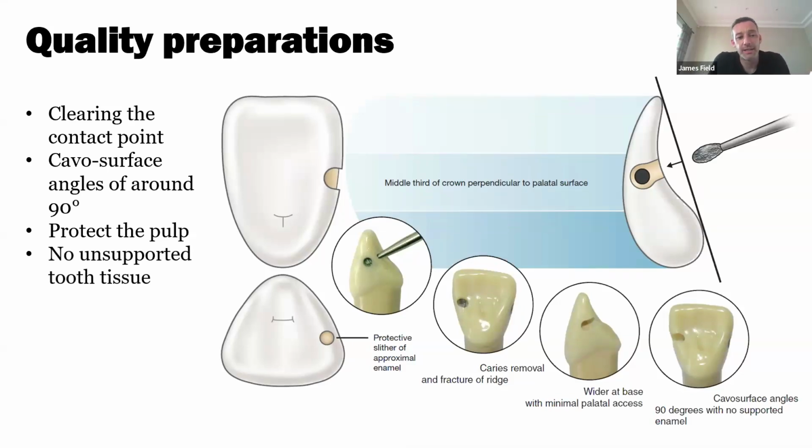We don't really want any tooth tissue to be unsupported. And as I said before, there is some value in having a degree of undercut, not by design, but I guess it's there as a result of clearing away affected tooth tissue, but maintaining a minimal palatal access. But the undercut will really help to retain your restoration macromechanically, and it also means therefore it'll place less strain on your resin bond, particularly at the margins.